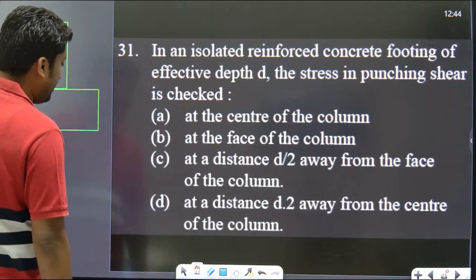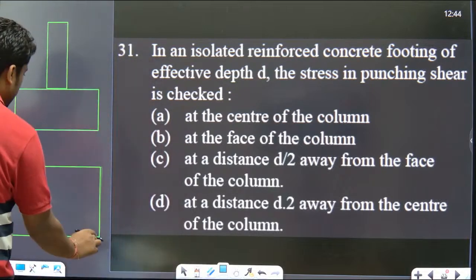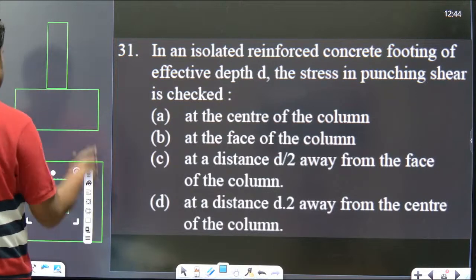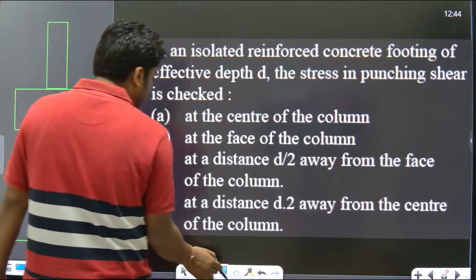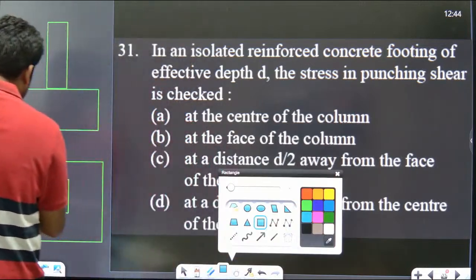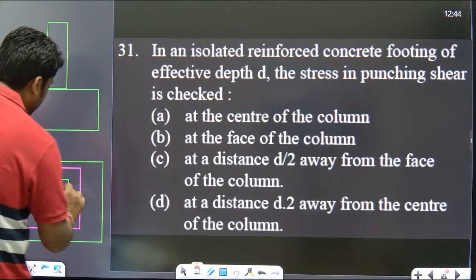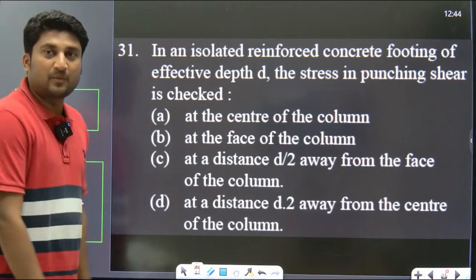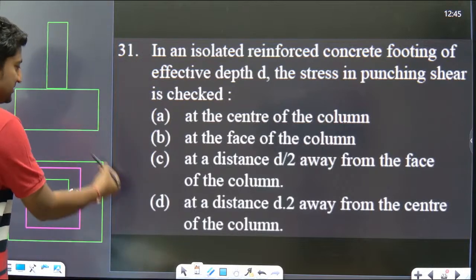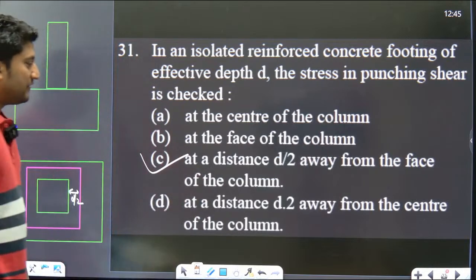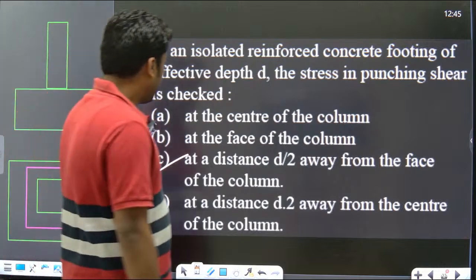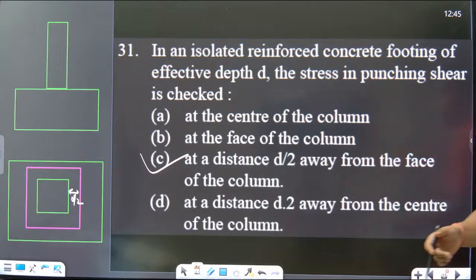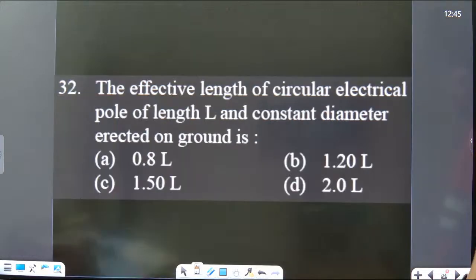So whenever you can see, this is the plan. Punching shear means the column will punch into the footing. Okay, so this is the cross section. From all the faces, at D by 2 from all the faces, we will check for punching shear. So at this cross section, the punching shear is maximum at a distance D by 2 away from the face of the column. Please understand, from the face of the column. As you can see, I have shown you in the diagram also, from the face of the column. Okay, moving ahead.